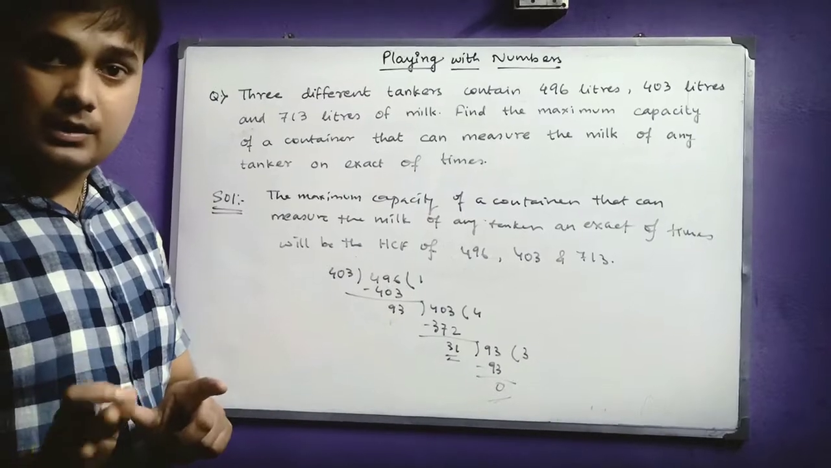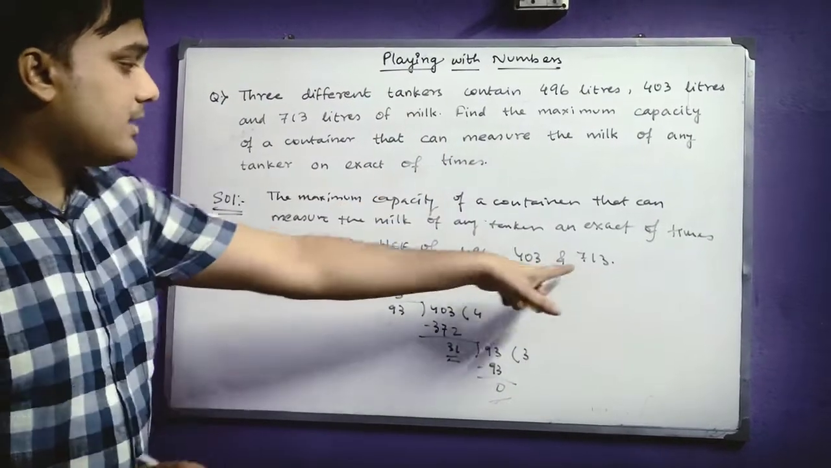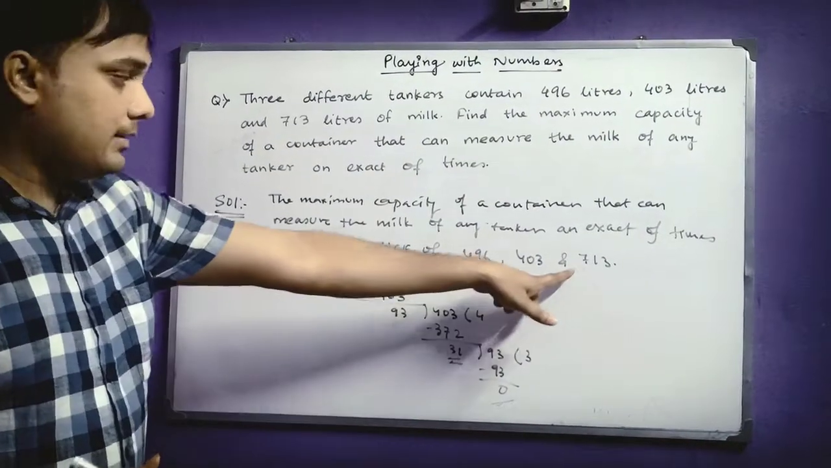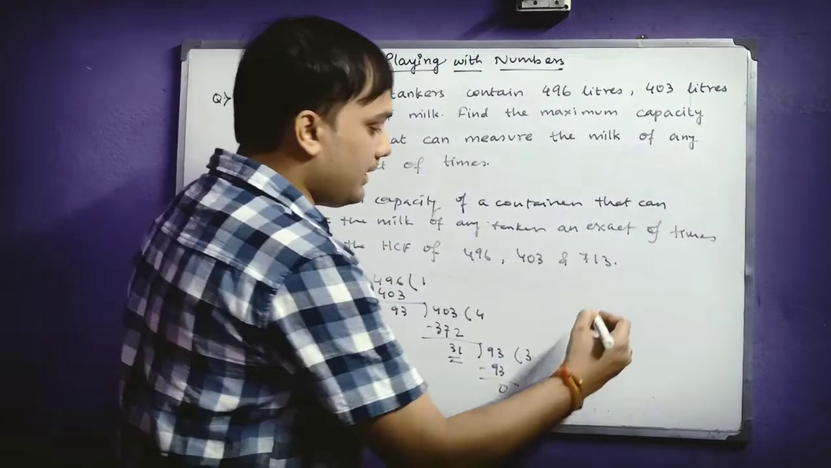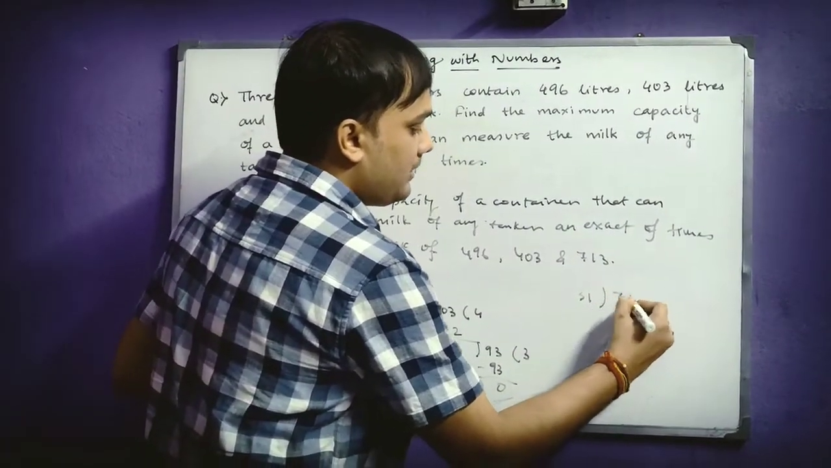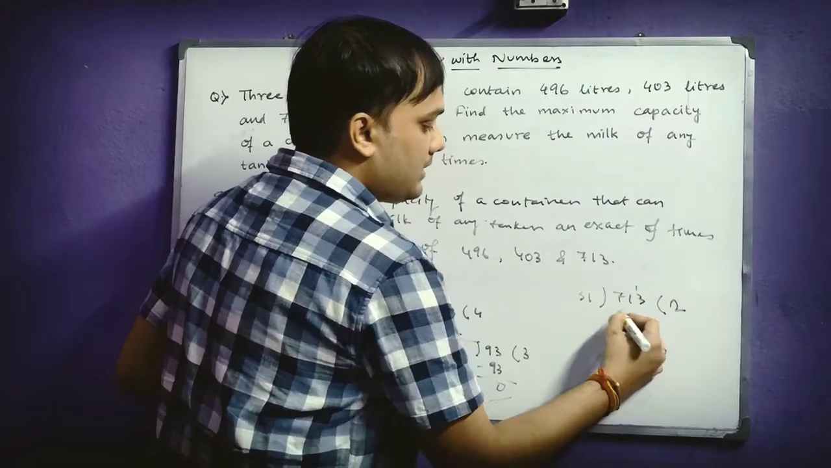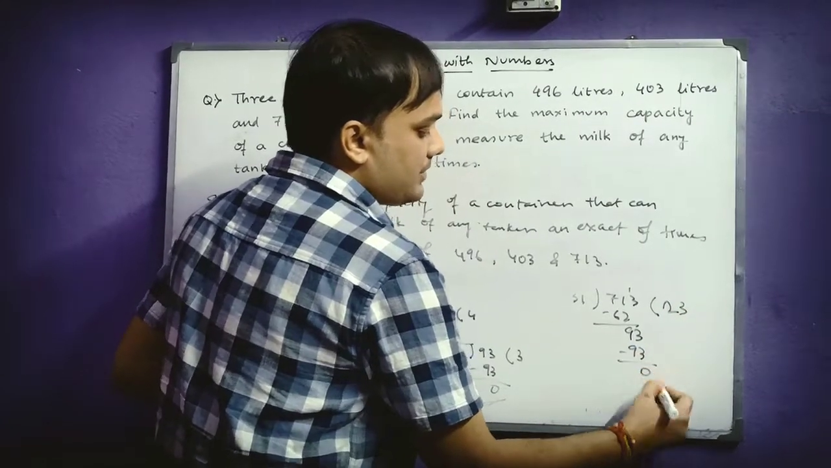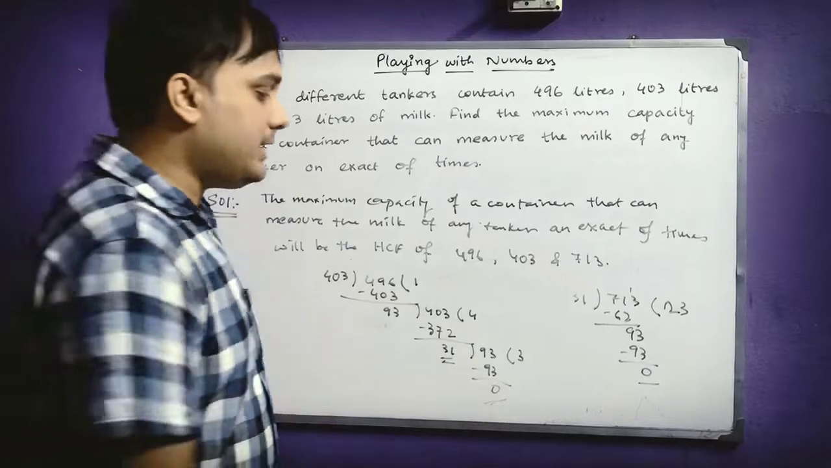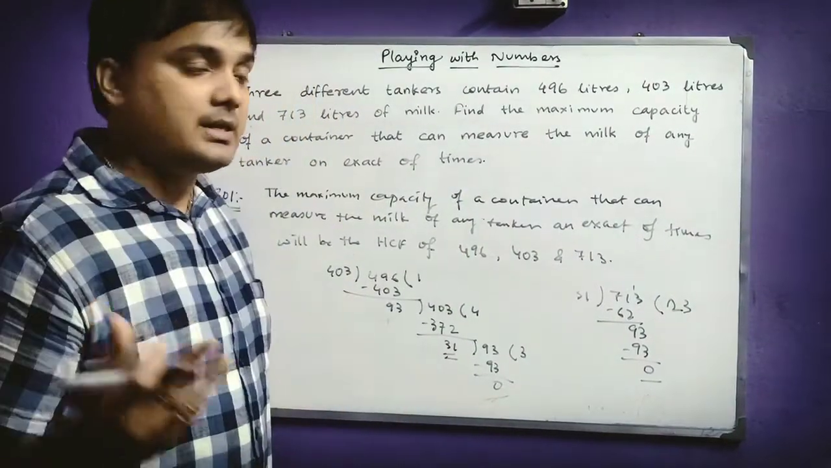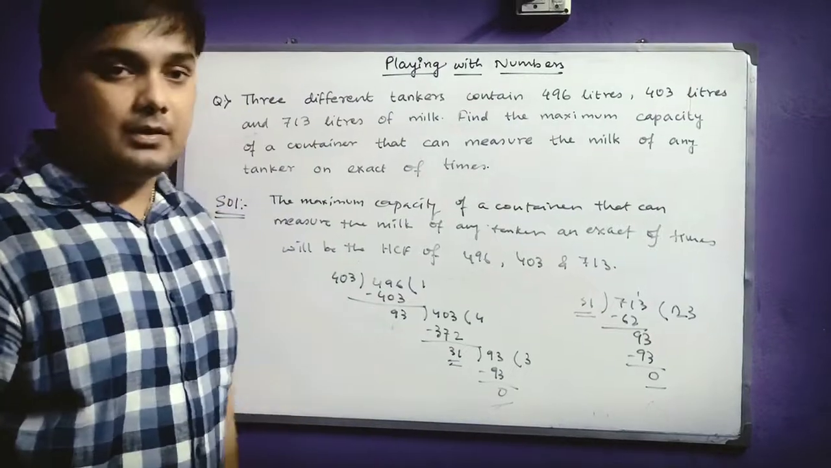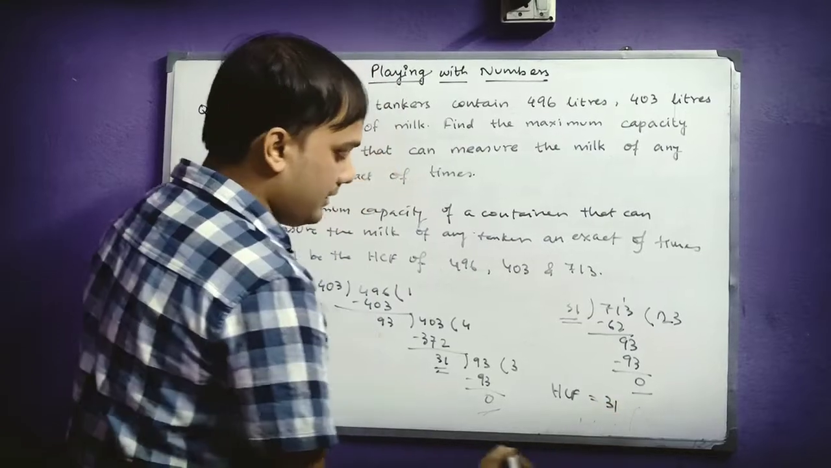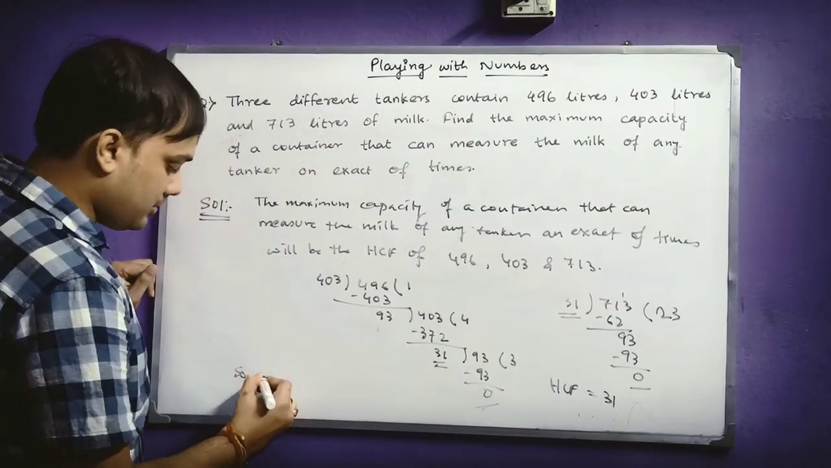But here we don't end our answer because we are left with the third number, 713. Now at the second step, we will be finding the HCF of this answer 31 and the third number 713. So let us divide it again. 713 divided by 31. 2s are 62. 3s are 93. You see here, again you get the remainder 0. So at this step, the first step only, you are getting the remainder 0, and here the divisor is 31. So your final HCF is how much? The final HCF is 31.